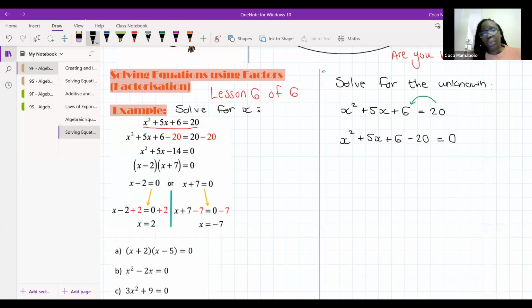The rule that we're using here is called the zero product law. It's not important for us to know it just yet. We just need to know how to implement it. We'll talk about it at a later stage.